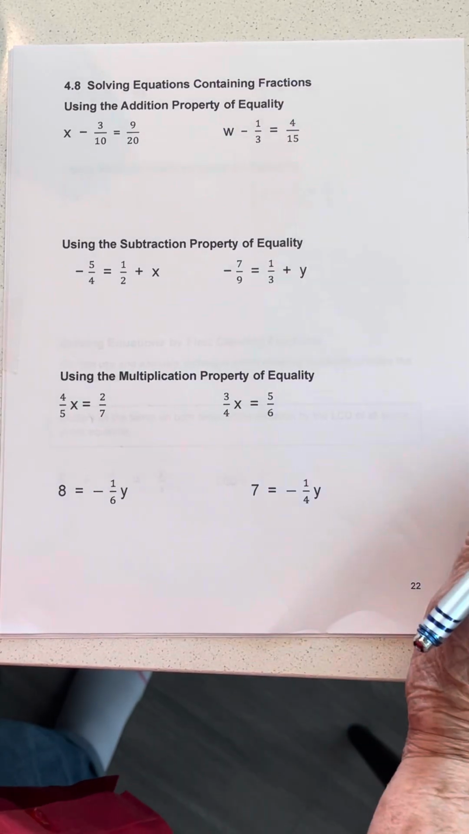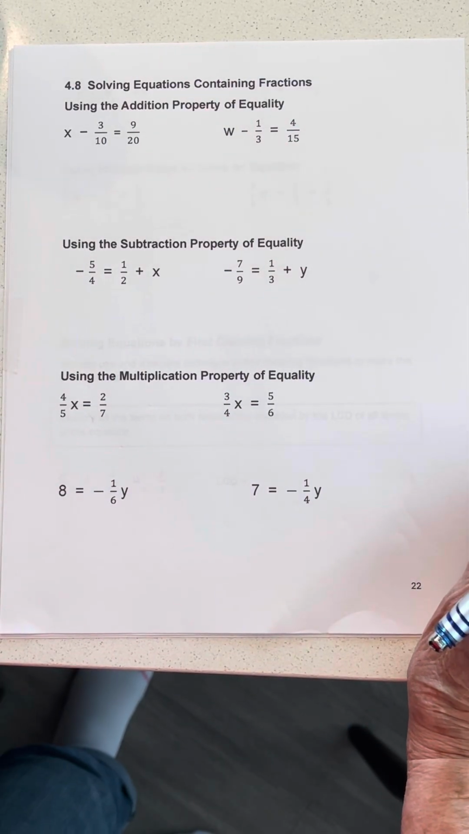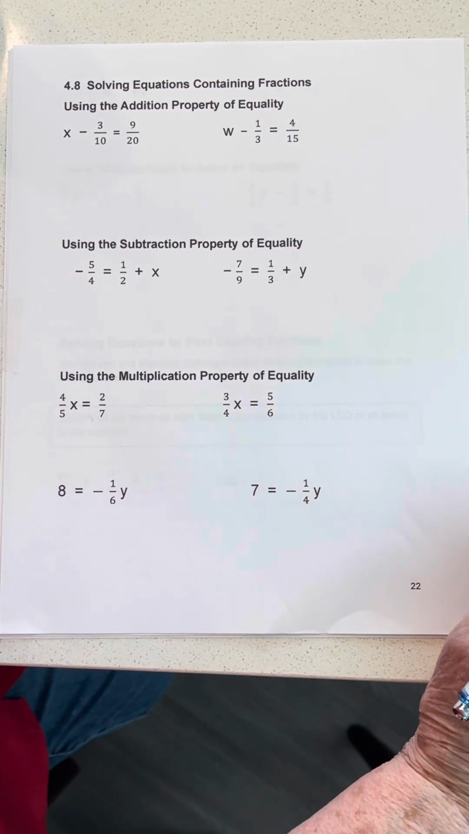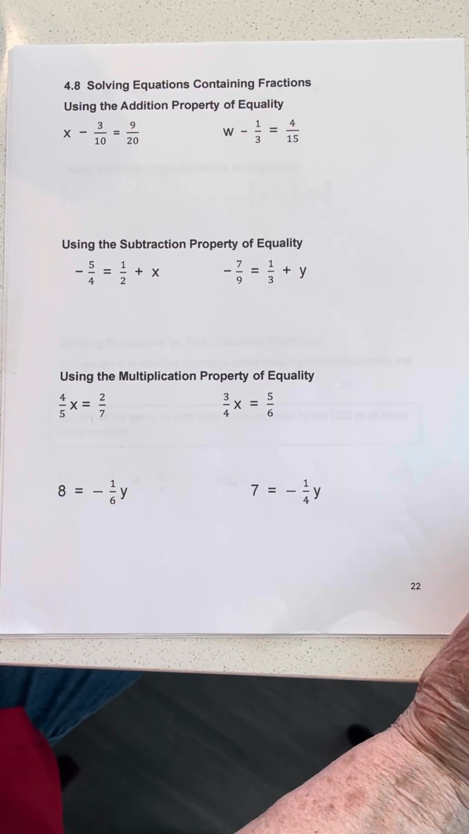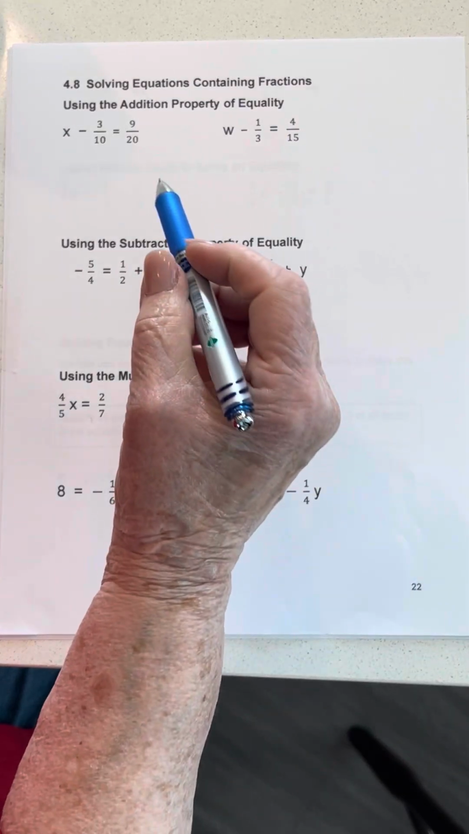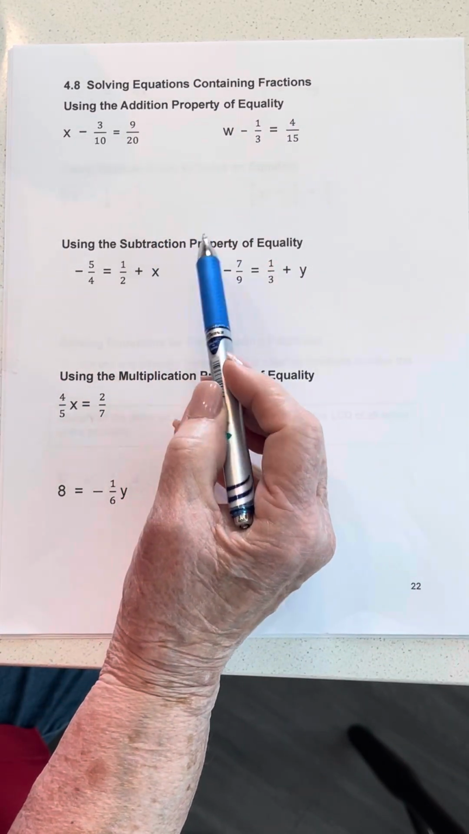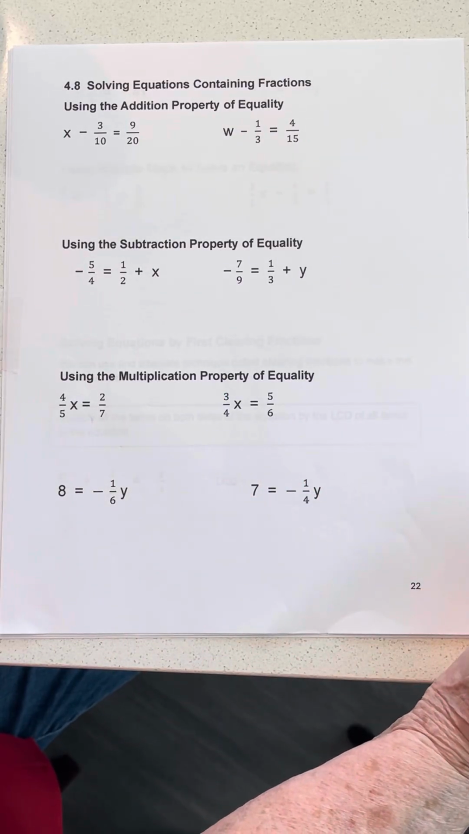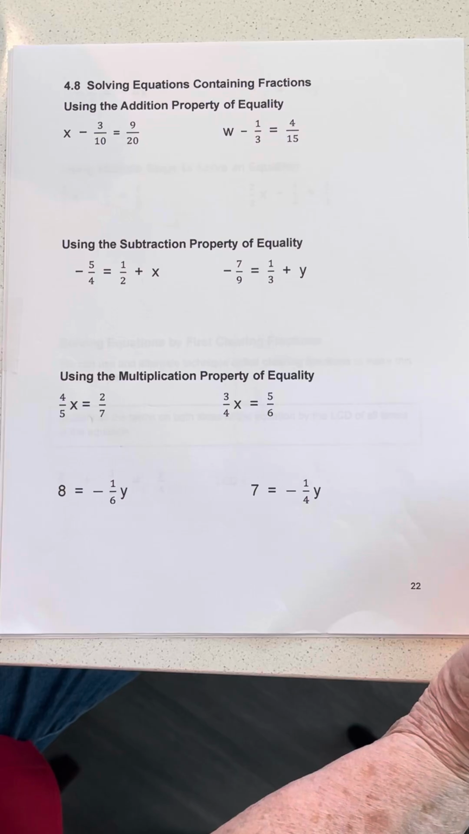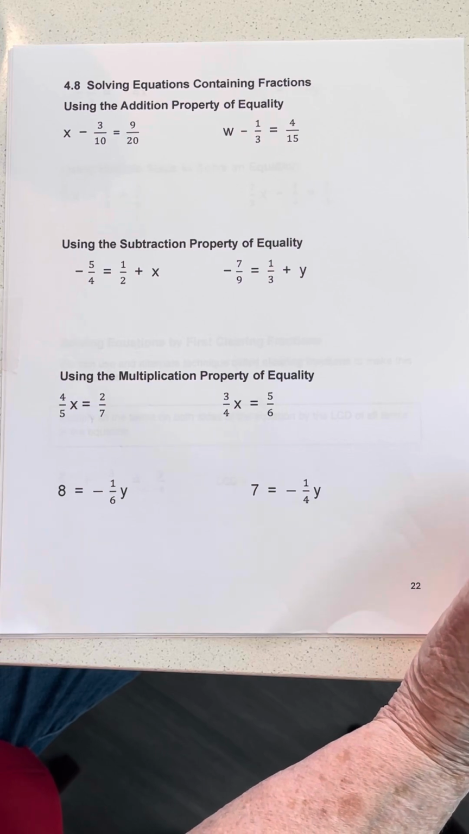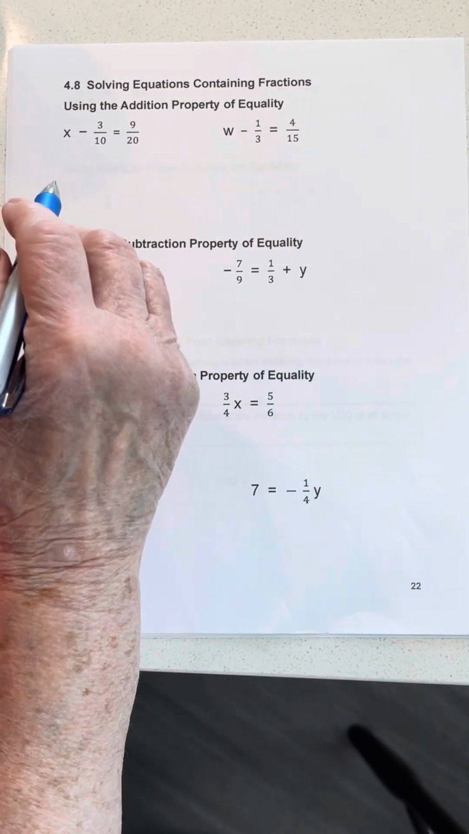Our last lesson in chapter 4 is 4.8. We're going to be solving equations that contain fractions. We know that's a couple of things that's pretty complicated. But we're going to be doing these using the addition property of equality, the subtraction property of equality, the multiplication property of equality, and then we'll have some where you have a couple of different steps. Once we struggle through this beginning, then I'll show you a way to make this much simpler, to take it back to whole numbers. So let's work our way through this.